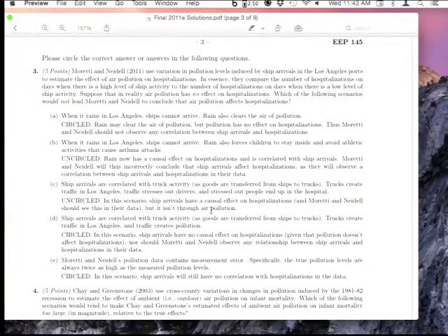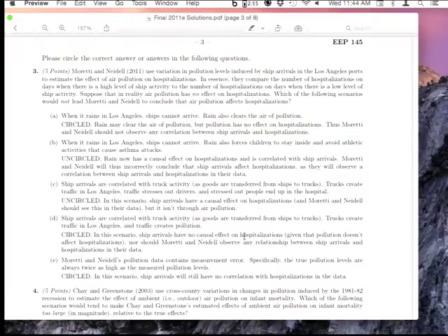realizing that the question asks you to suppose that there's no effect on hospitalization. So the unbiased estimate, the answer that's going to be correct here, is when they estimate a coefficient that's equal to 0. In essence, when they find that there's no difference in hospitalizations between the days when there's a lot of ship activity and a little bit of ship activity, then that would be an unbiased estimate. When they find that there is a difference in hospitalizations between those two sets of days, that's going to essentially be a biased estimate.